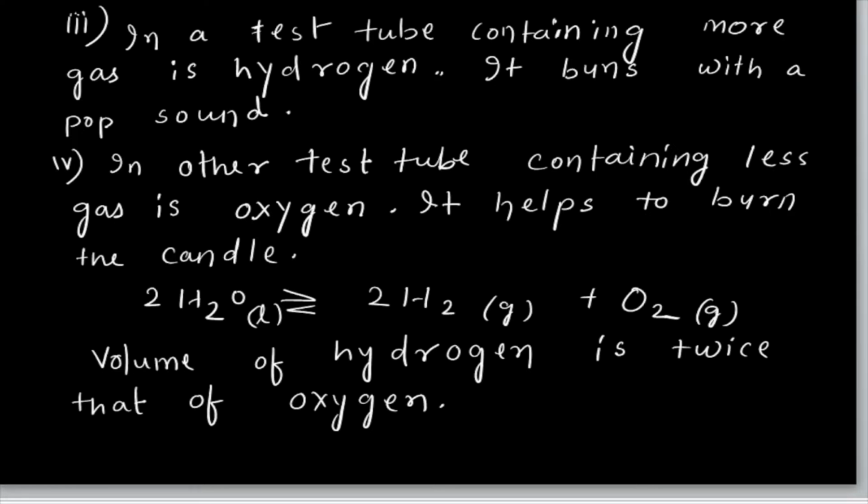Here you will see the test tube containing more gas is hydrogen, because from the equation, when 2 molecules of water are decomposed, you get 2 molecules of hydrogen and 1 molecule of oxygen. That means oxygen is half, or hydrogen is 2 times more than oxygen. So how do we identify the test tube containing hydrogen?